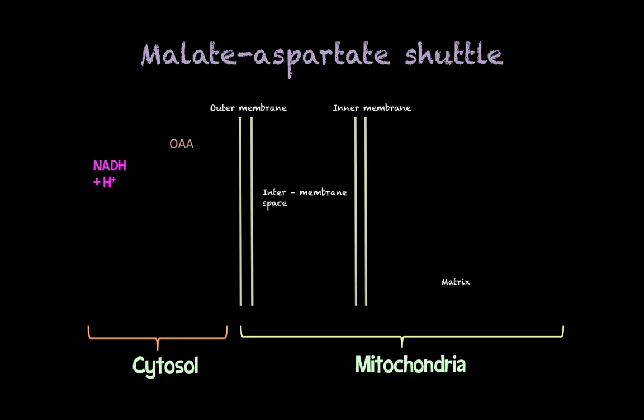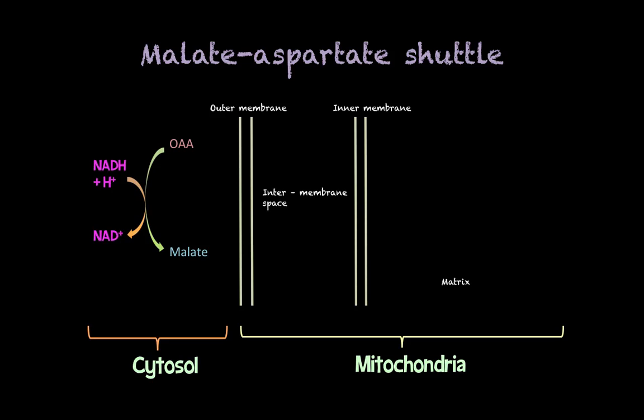Let's look at another shuttle system called the malate-aspartate shuttle system. Once again, let's make sure we know where we are. This here is the cytosol, so that's outside of the mitochondria. And then this is the outer membrane of the mitochondria, the intermembrane space, the inner membrane, and the matrix. So all of this is the mitochondria here. So we start inside of the cytosol. OAA, which is oxaloacetate, reacts with NADH plus H plus to give you malate plus NAD plus. That's taking place in the cytosol.